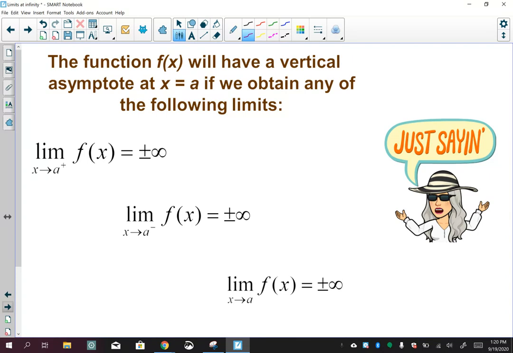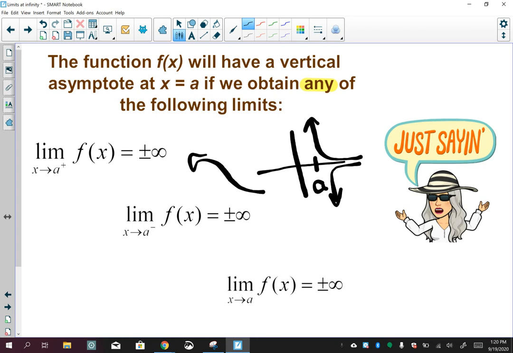So what we're going to do now is look at these specific things that happen here. The function f of x will have a vertical asymptote at x equals, in this case, a, if we obtain any, and that is the key word here, any of these. So if I get one of them, it's going to be true for all of them. The limit as x approaches a from the positive side: if we're approaching a from this side and it shoots up or down in either direction, that is what this is talking about. Okay.